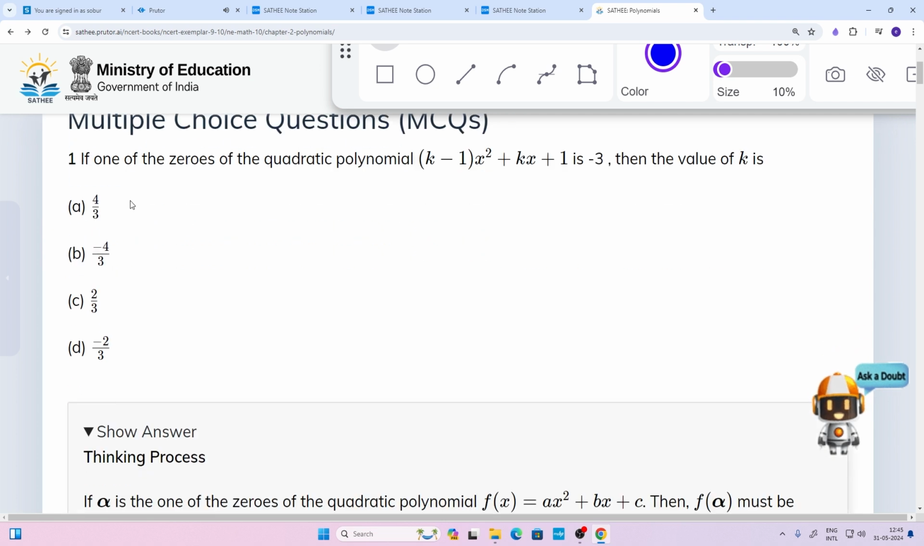This is our question number 1. It said to us, if one of the zeros of the quadratic polynomial (k minus 1) times x square plus kx plus 1 is minus 3, then the value of k is what?